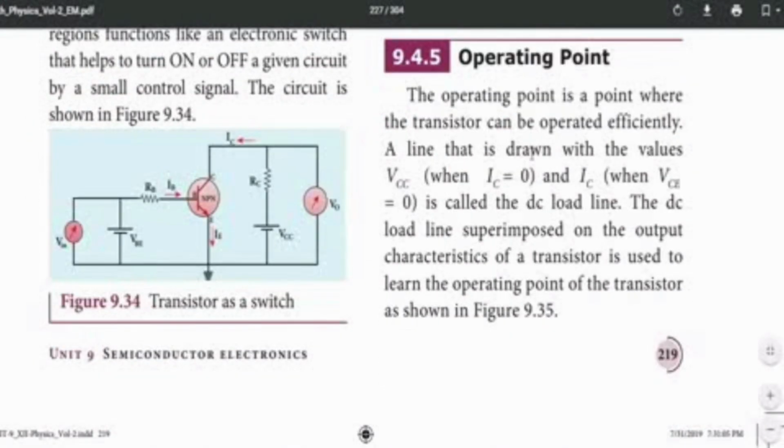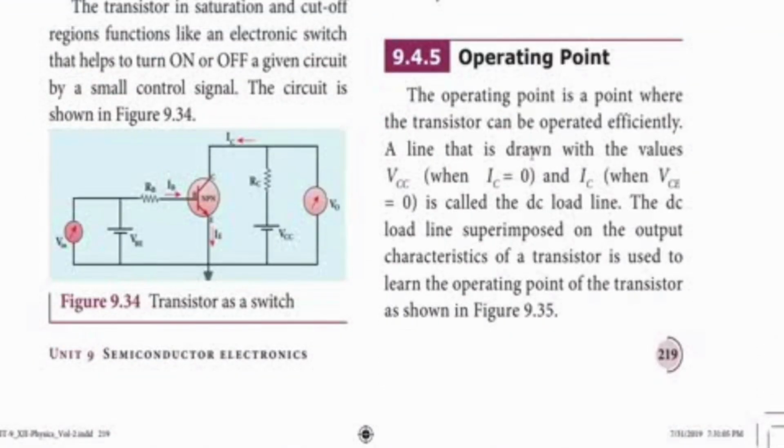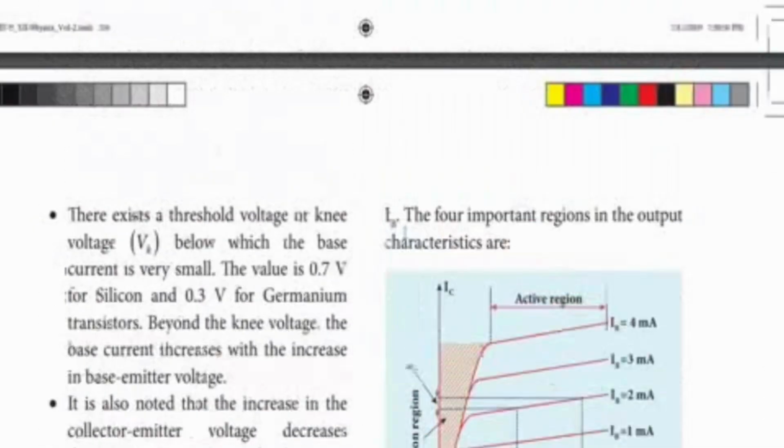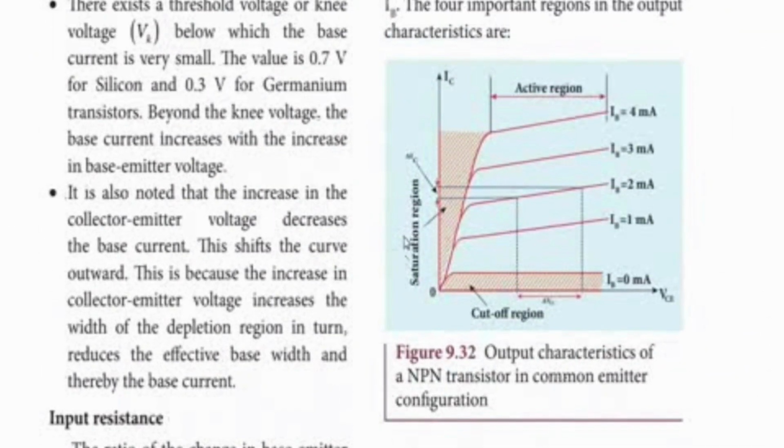Now the operating point. The operating point is a point at which the transistor can be operated efficiently. We studied the output characteristics. In this region it is the cutoff region, and this is the saturation region. In between, the region is called the active region. In this active region, the transistors function effectively.